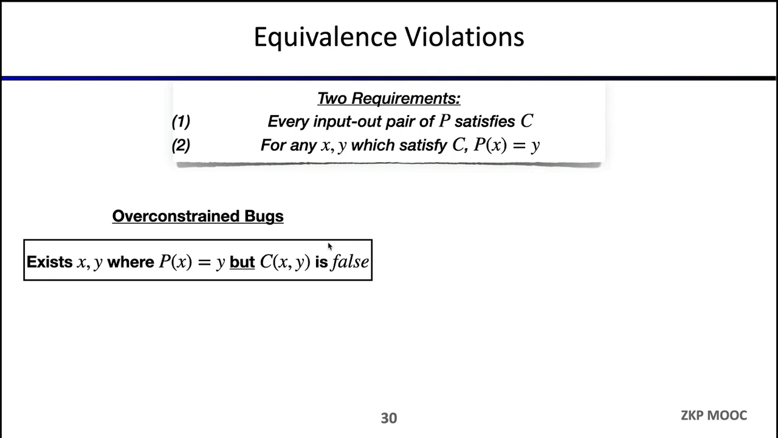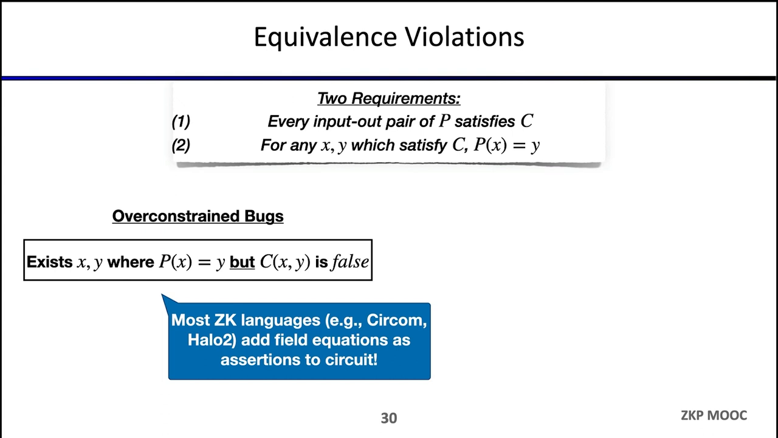This happens when there is some valid input-output pair that satisfies the witness computation P. However, it does not satisfy the constraint system C. In this case, we call it an over-constraint. However, in practice, we barely see such over-constrained bugs. And it was mostly due to two reasons. First, ZK developers are not incentivized to over-constrain their variables in the circuit because proof generation is costly.